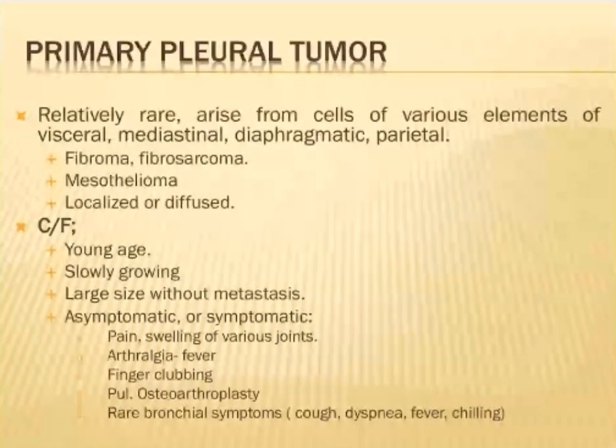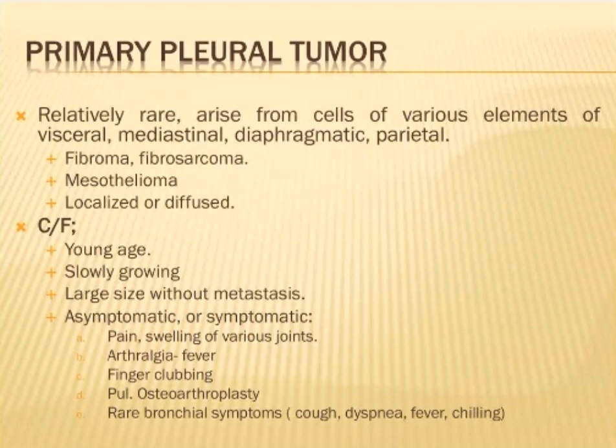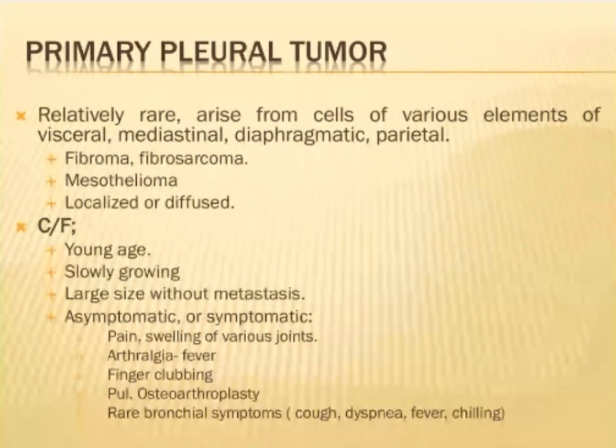Now, also we have primary pleural tumors. The primary pleural tumor is a rare one, arising from cells of various elements of the visceral, mediastinal, diaphragmatic or parietal pleura, any part of the pleura. As you know, the parietal one may affect the chest wall or the dome of the diaphragm, or the mediastinum, and any part of that may lead to a primary tumor. It will be either a fibroma, fibrosarcoma, or a mesothelioma.